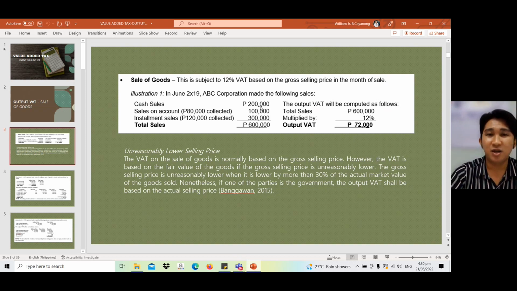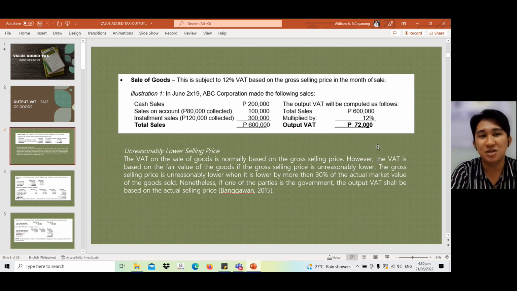So here, we will not consider the collections. We will be considering the total sales, whether cash or non-cash transactions. So that's 600,000 times 12%. Therefore, our output VAT is 72,000 pesos.